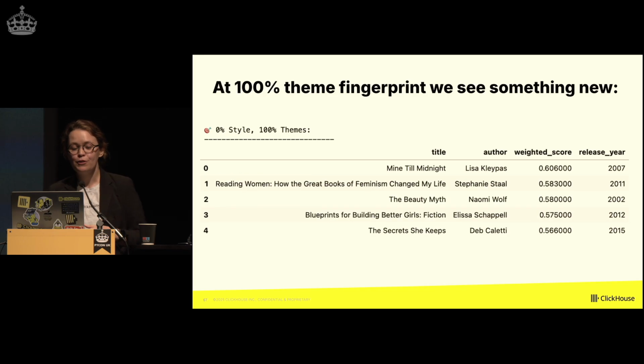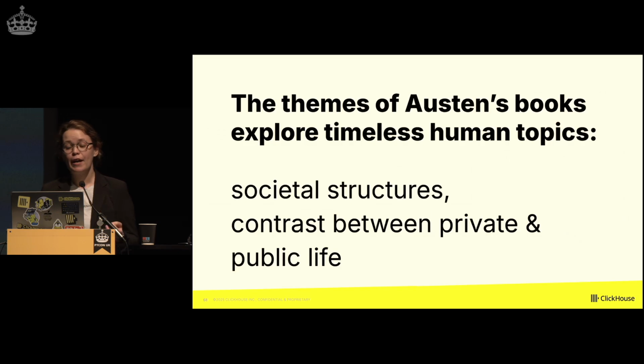And what was also very interesting is that at 100% theme fingerprint, we saw something else. This slide is full of modern books that explore timeless human topics, like societal structure and commentary and the contrast between private and public life, which are themes that persist throughout centuries and probably why Austen's works are still relevant today.